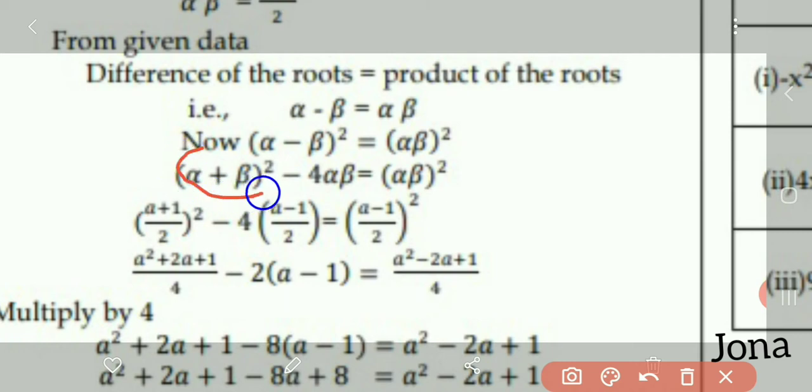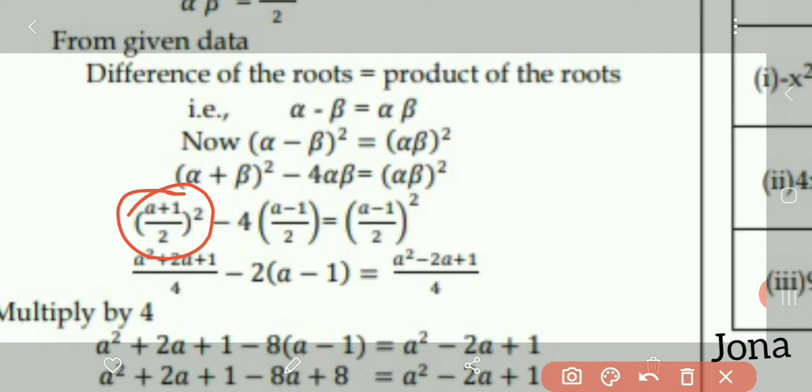So alpha plus beta is, we found the value a plus 1 by 2, and alpha beta is a minus 1 by 2. So substitute all the values in this equation, you get it like this, and then we want to simplify now. Okay, how to simplify that? Just expand the numerator and the denominator separately.